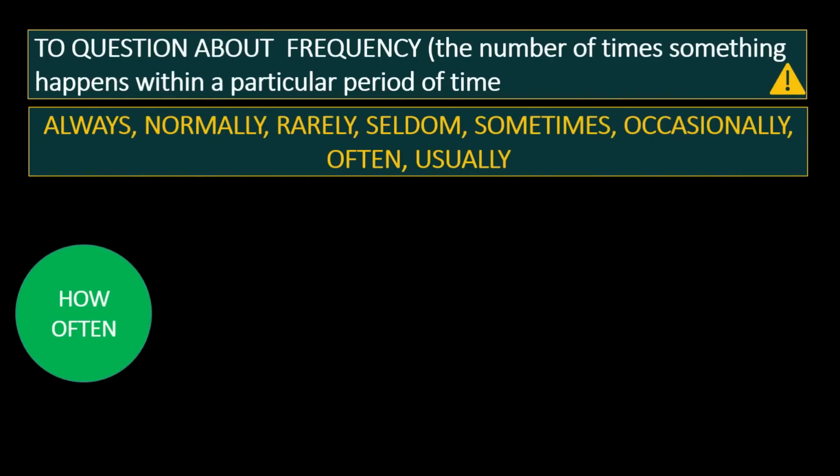Next one is how often. This can be used to question about frequency. By the way, frequency means the number of times something happens within a particular period of time, like in a week, in a month, in a year. Now, the words that are normally used with how often when you talk about frequency are these: always, normally, rarely, seldom, sometimes, occasionally, often, usually. These are called adverbs of frequency.